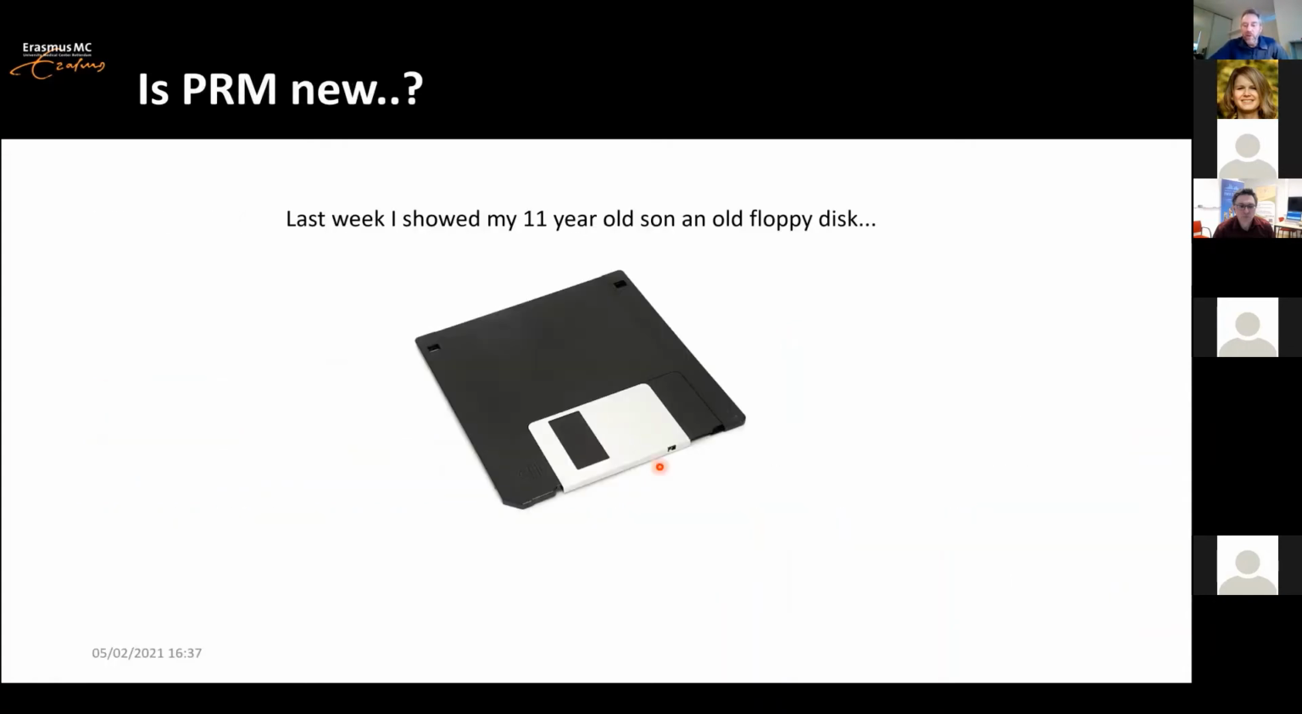Now, is PRM a novel technique? No, not at all. In fact, it reminded me of this situation at home last week when I showed my 11-year-old son an old floppy disk. And he said, wow, cool, Dad, you 3D printed the save icon.